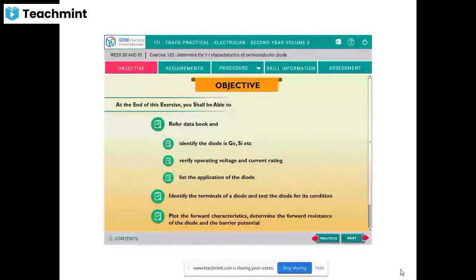Today, I am going to discuss your practical exercise number 162. That is, determine the VI characteristics of a semiconductor diode. That is your voltage and current relationship on a semiconductor diode.